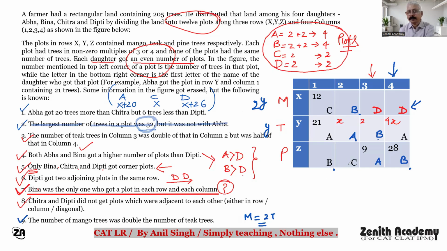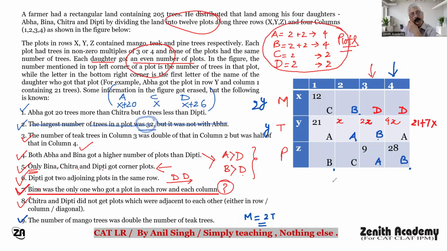Okay, now see, this row Y is completed. 21, x, 2x, it is 2x, x, 4x. So now the number of trees in row Y is 21 plus x, 2x, 4x, meaning 21 plus 7x.